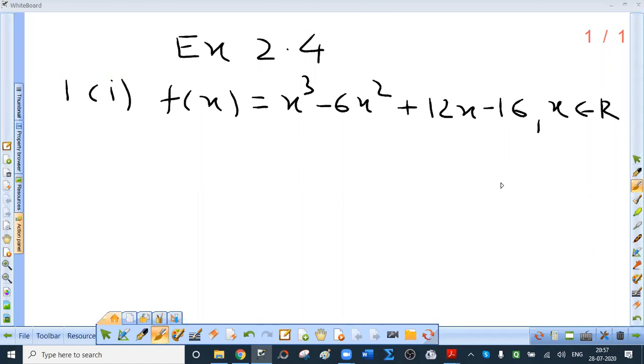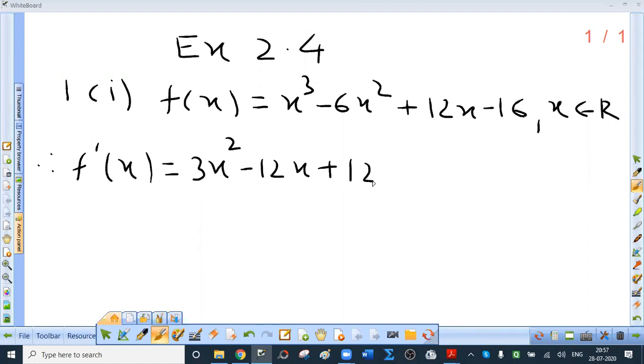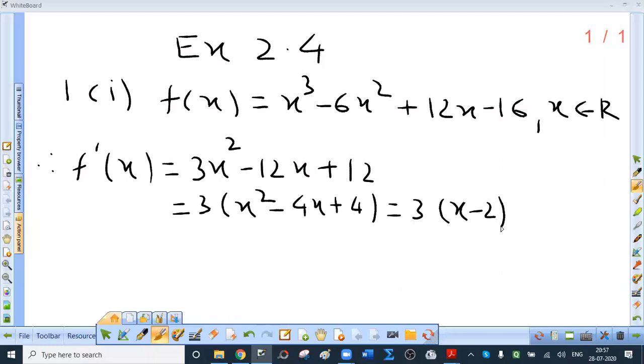What is f of x? X cube minus 6x square plus 12x minus 16, where x is real number. So tell me what is f dash of x? F dash of x is nothing but 3x square minus 12x plus 12. Do you agree with me? Now I can take 3 common. Let me explain, then only you will write. So 3 into x square minus 4x plus 4. So this I can write as 3 into (x minus 2) whole square.